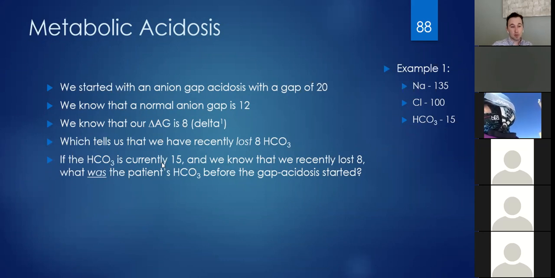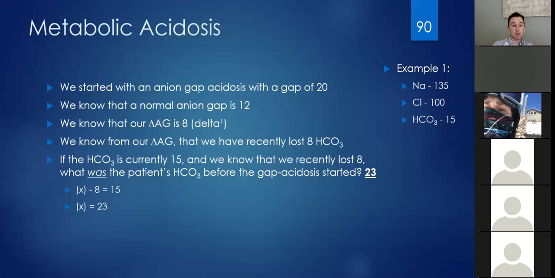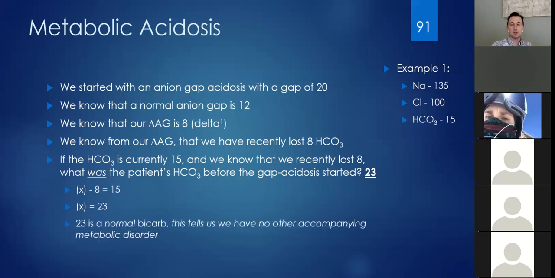Okay, so if our bicarb is currently 15, and that's what I gave you to start with, and we know that we must have recently lost 8 based off the delta anion gap, what was the patient's bicarb before this process started? Again, it's simple algebra, it's 23. So X, which is what we're looking for, minus 8, because we know that we've lost 8, is equal to our end result, which you're given, 15. So X is 23. In this case, delta delta is 23, which is a normal bicarb. So since we have a normal bicarb, you can assume there's no other accompanying metabolic disorder.